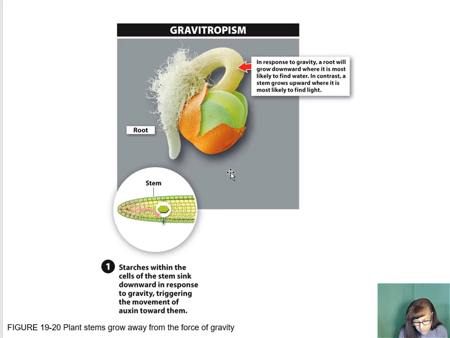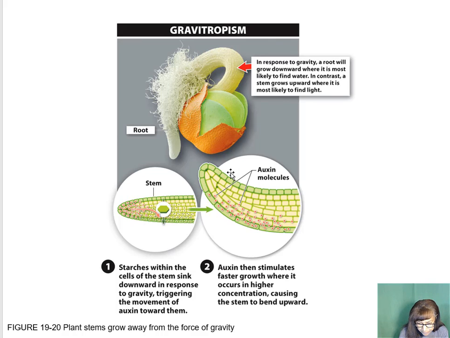And so starches within the cells of the stem basically sink downward in response to gravity, triggering the movement of auxin towards them. Remember, auxin is our growth hormone, right? And so auxin then stimulates faster growth where it occurs in higher concentration, causing the stem to bend upwards, right? Here's my auxin, which means I'm going to have more growth here where the auxin is. And that's how basically that stem is growing up through the soil.